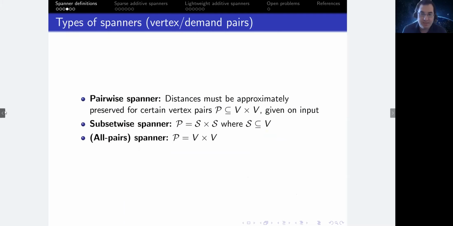A few additional types of spanners are based on the set of vertex pairs for which distances must be preserved, as opposed to the distortion function. Generally, we say that an all-pair spanner, or just a spanner, preserves distances between every pair of vertices, but we may only require that distances are preserved between specific pairs of vertices. We call these pairwise spanners. A subset-wise spanner is a special case of the pairwise spanner, where the vertex pairs are of the form S cross S for some vertex subset S.